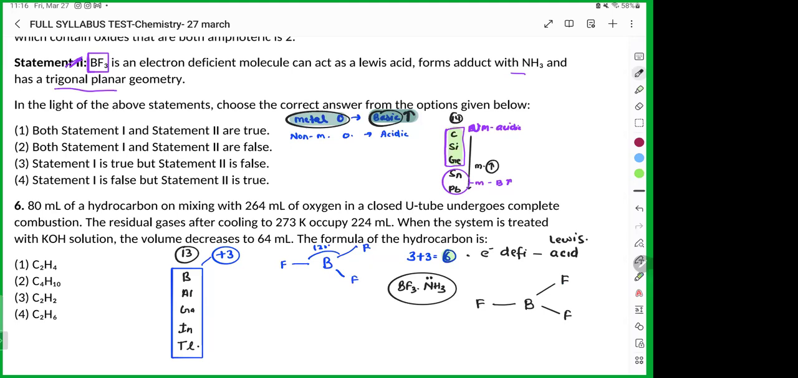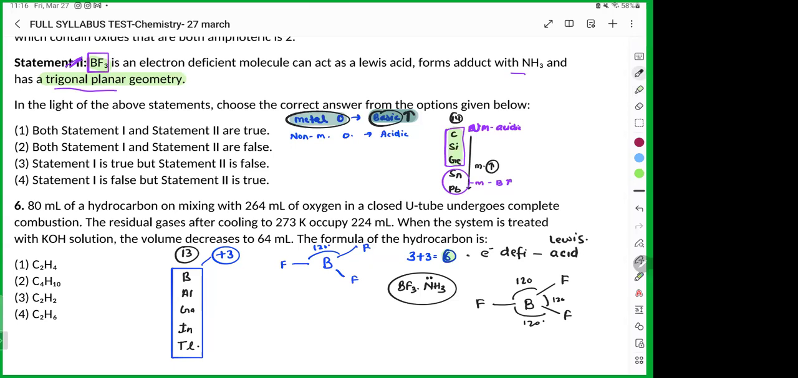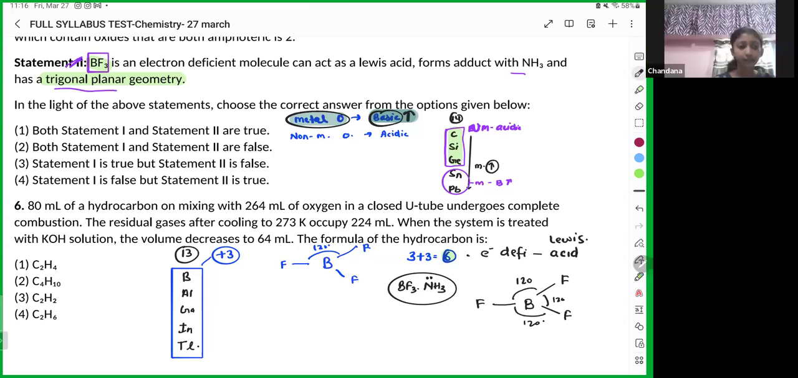So in chemical bonding, we did this. BF3 has trigonal planar geometry. Why? 3 valence electrons, all 3 are occupied by fluorine. And whenever 3 bonds are present, the angle is always 120 degrees. Shape is trigonal planar. Any doubt, guys? No, sir. Was it really difficult? No, sir.